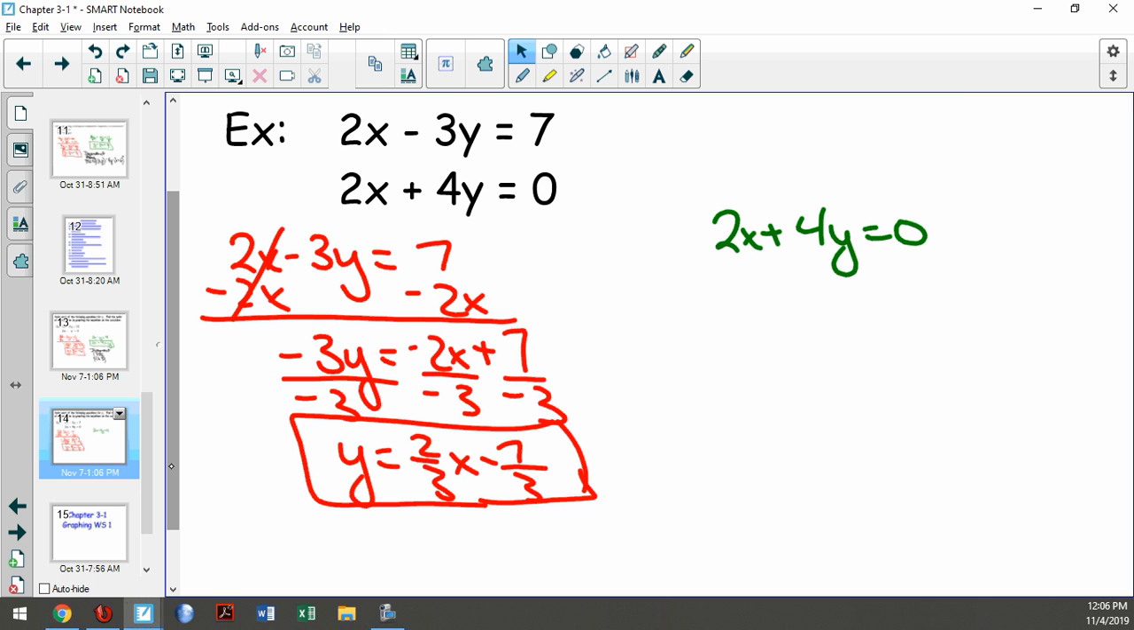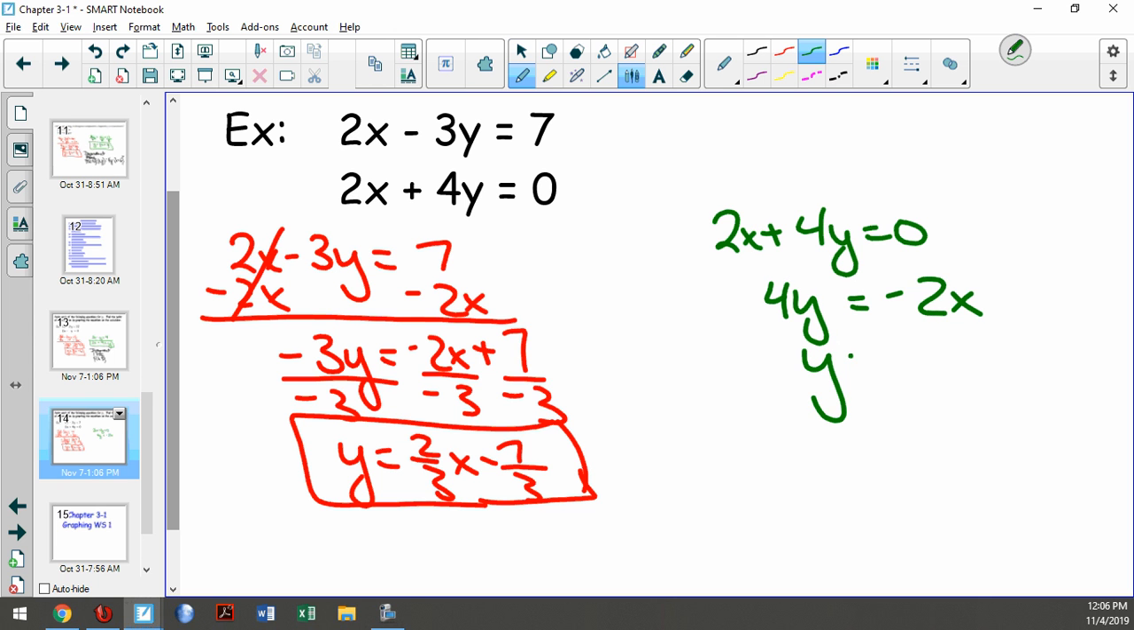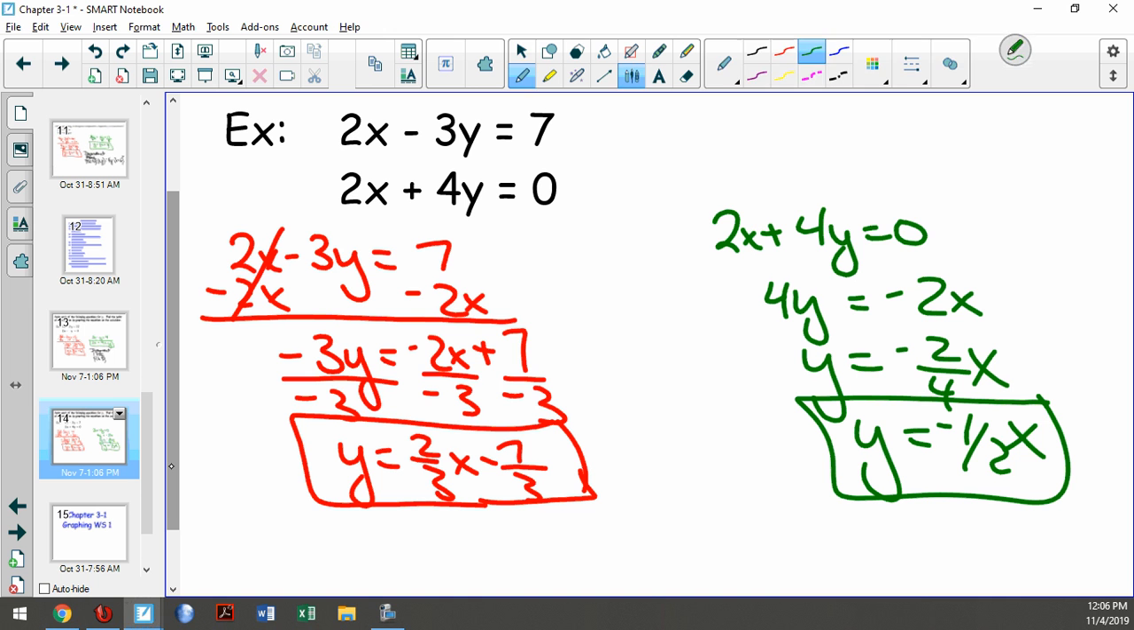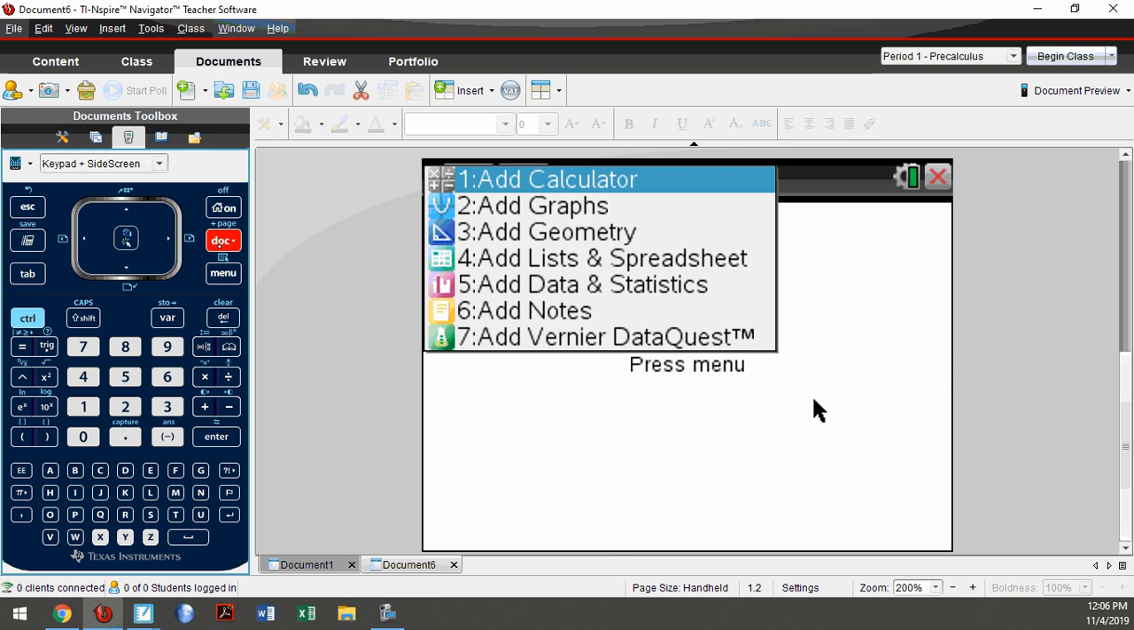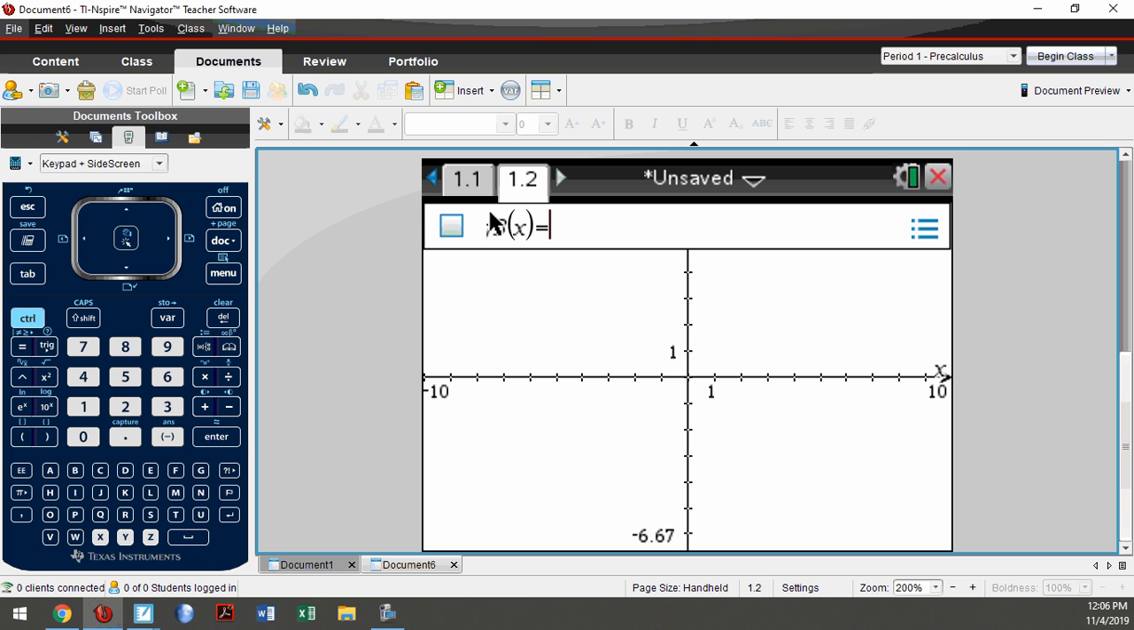Okay, so on this one, you're going to have 4y is equal to negative 2x. So y is equal to negative 2 over 4x, to give me y is equal to negative 1/2 x. Box that in. Now go back to your graphing calculator. We already have stuff there, don't we? Watch, this is like getting a new sheet of graph paper. Hit Control, Doc. And what do we want? A graphs page. So now we have a blank sheet, don't we?